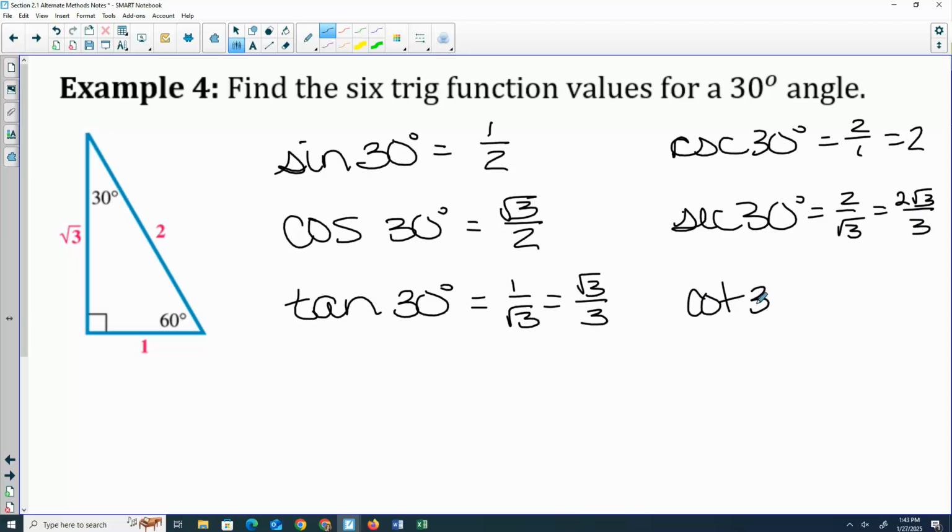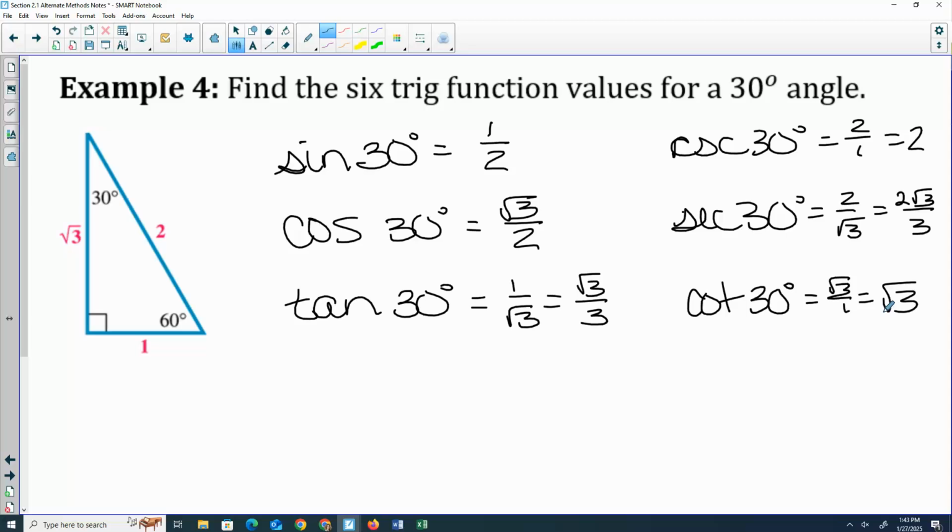Reciprocal of tangent is cotangent. So it'll be radical 3 over 1, or radical 3. Okay, and these values don't change if I take a similar triangle. We know that in similar triangles, sides are proportional. So for any 30-degree angle, your ratios will come out to these values.